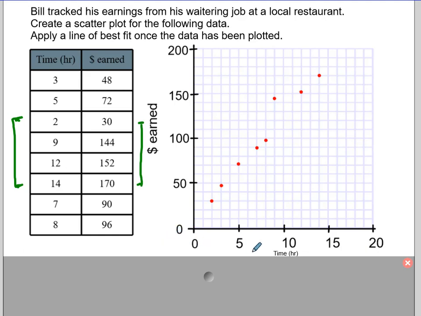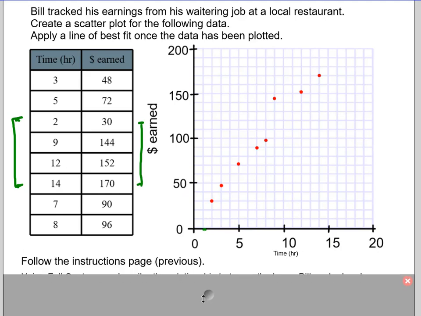If you notice here for my scales, on the bottom, each one of these squares along the bottom is worth 1 hour. Once you set that scale, you can't change it, but there's nothing that says the vertical scale and the horizontal scale have to be the same. So the vertical scale here, every block is worth 10. Horizontal, every block was worth 1, vertical, every block was worth 10.